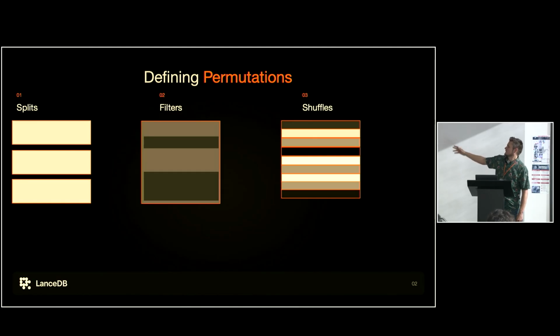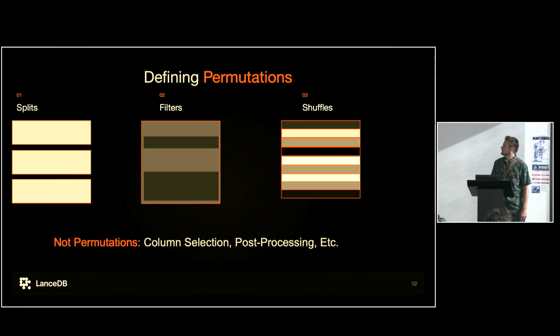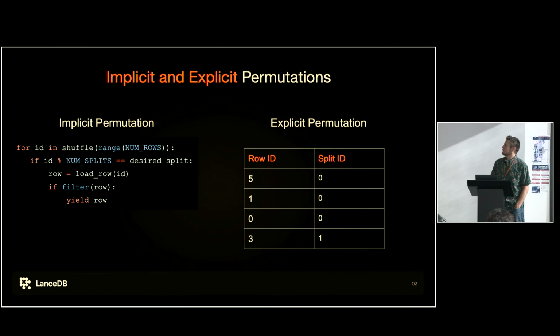So I spoiled it, but as you can see, there are a lot of things that are not permutations that are still going to happen, and I'll be talking about those in the next section when I talk about pipelines. Things like column selection and post-processing are more in the transformation step. So first we can look at how we express these permutations.